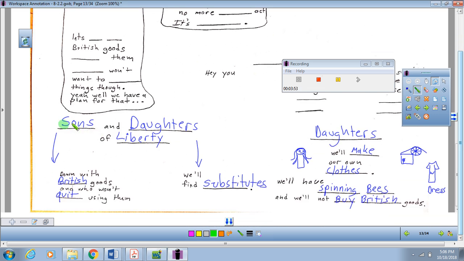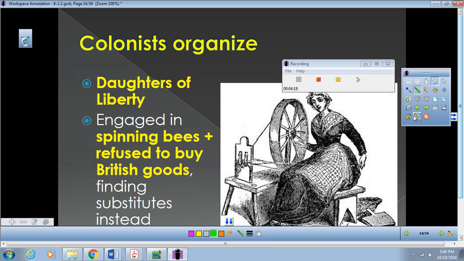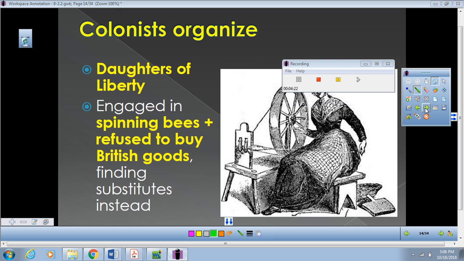Now, there were also Daughters of Liberty who, due to the fact that the colonists were boycotting British products, had to find substitutes. Even though during the Stamp Act there was not a boycott on textiles, the Daughters of Liberty would be well known for their spinning bees, where they made homemade clothes when the colonists were boycotting textiles.